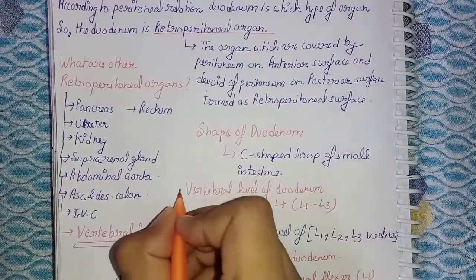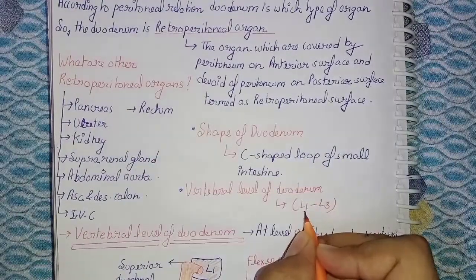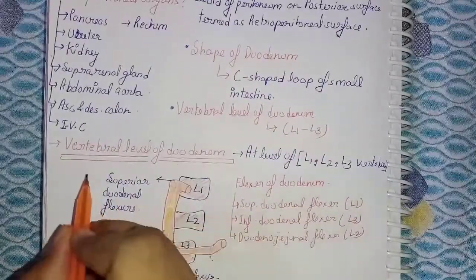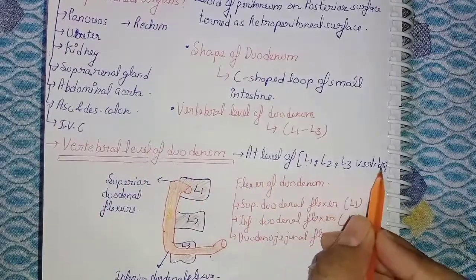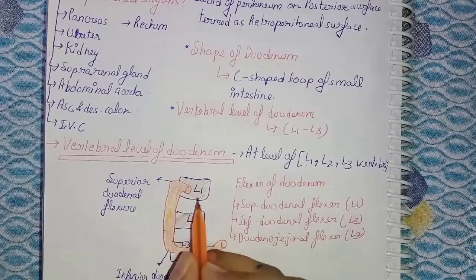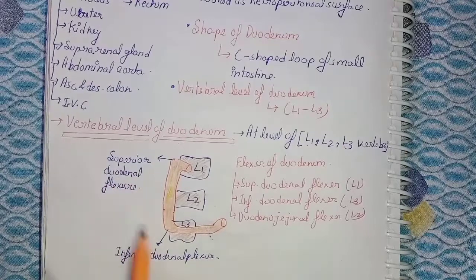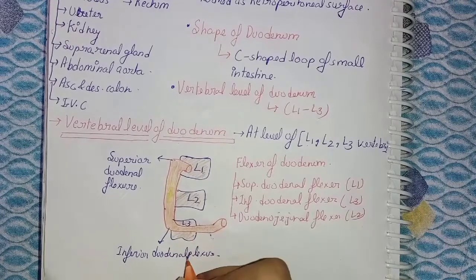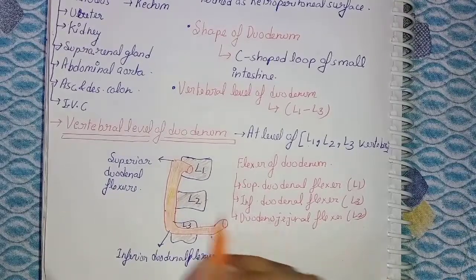What is the vertebral level of duodenum? It is from lumbar 1 to lumbar 3 vertebra. Vertebral level of duodenum is at the level of lumbar 1, lumbar 2, lumbar 3 vertebra. As you can see in the figure, it is lumbar 1, lumbar 2, lumbar 3, and here the superior duodenal flexure is there, and at lumbar 3 the inferior duodenal flexure is there, and the duodenojejunal flexure is present at L2.